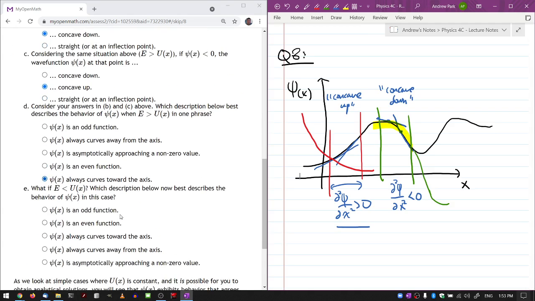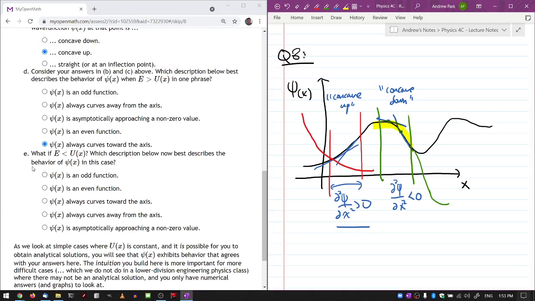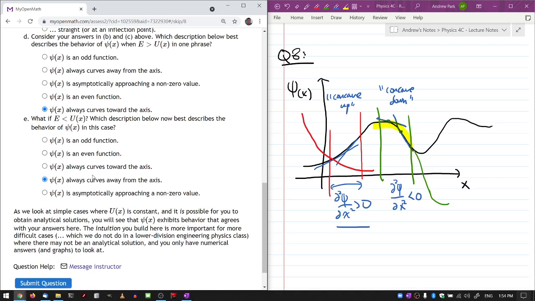So with all of that in mind, the answer here is basically opposite of the answer in D. So psi of x always curves away from the axis in the region where total energy is less than the potential energy.